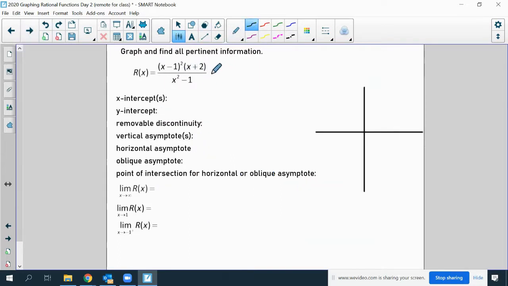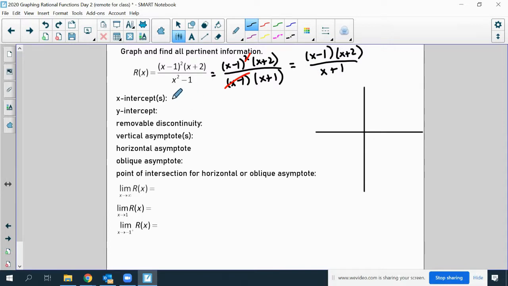This one, I'm going to factor the denominator. So I have x minus 1 squared times x plus 2 over x minus 1, x plus 1. And what ends up happening is that one of these can cancel out. So I have x minus 1, x plus 2 over x plus 1. I have an x-intercept at -2, but the one at 1, 0 is actually not an x-intercept. That is a hole because I had 1 cancel off. It is not in my domain.